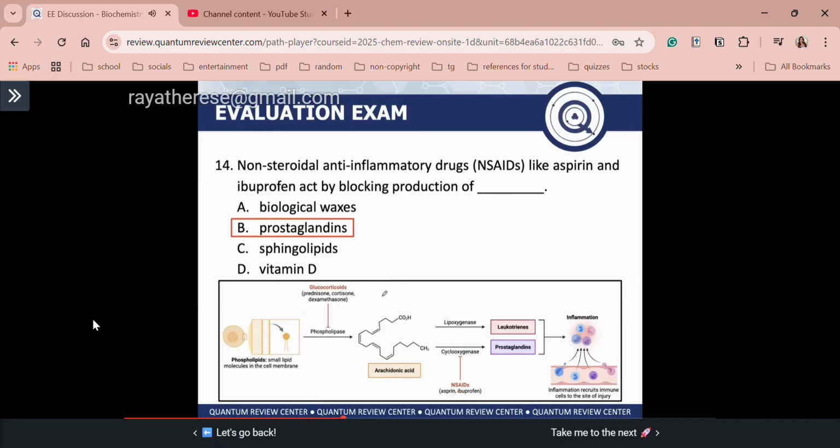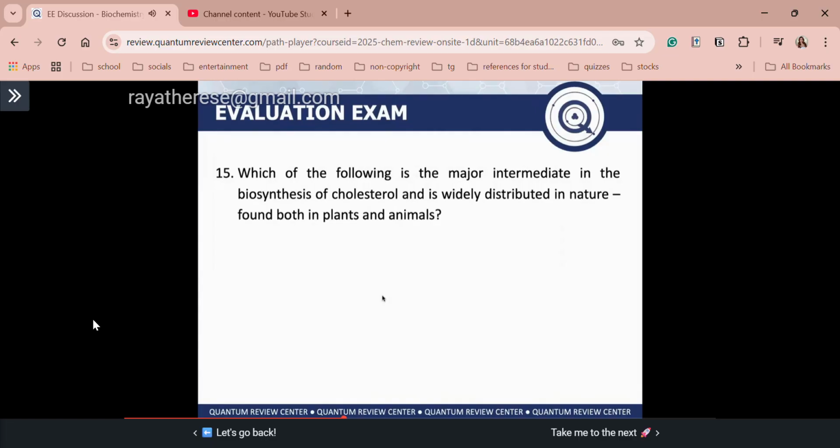So class, let's proceed with our next item. Which of the following is the major intermediate in the biosynthesis of cholesterol and is widely distributed in nature? It is found both in plants and animals. Class, I emphasized this twice. First in our discussion in lipids, non-hydrolyzable lipids, and second during our lipid metabolism discussion.